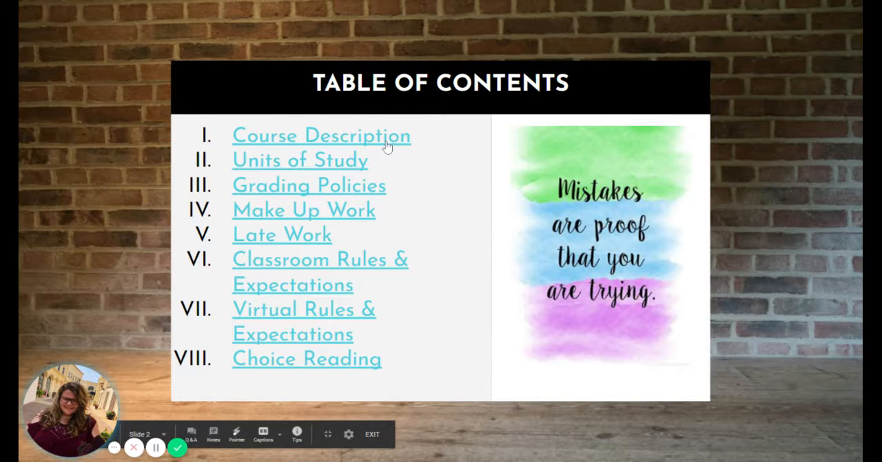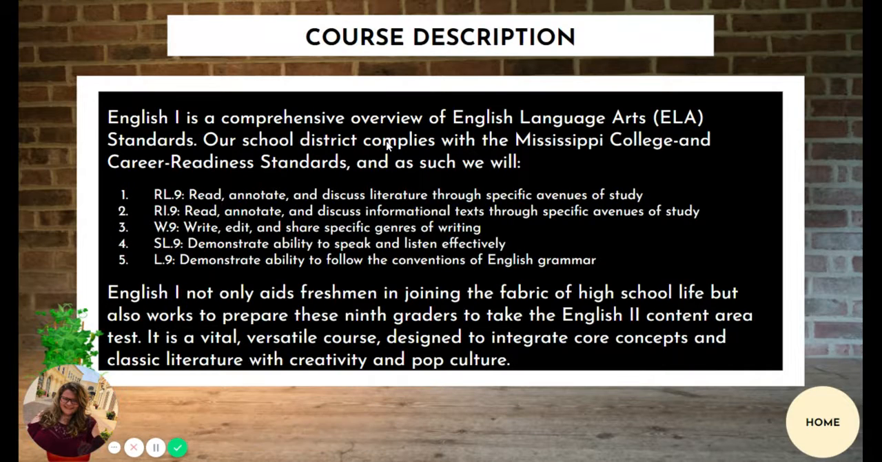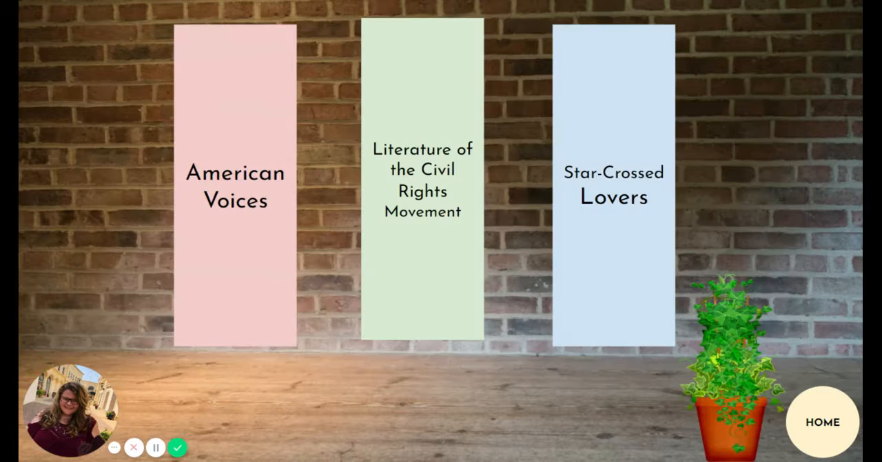Cool. All right, so we're going to start with course description. So obviously we are in English class. The main things we worry about in English are reading, writing, and speaking. Funny, that's one of our standards, speaking. All right, so reading, writing, and speaking are big things that we're going to work on in this class. So that is what we will focus on.